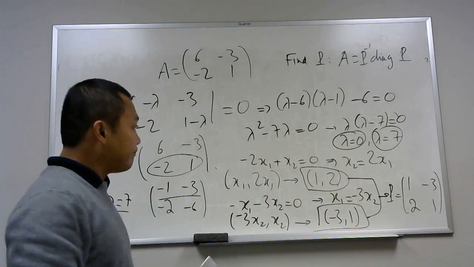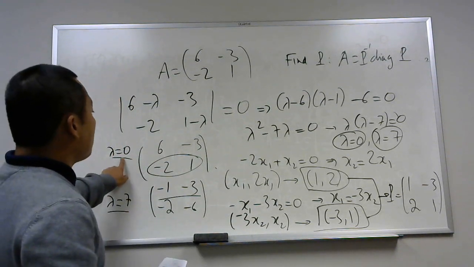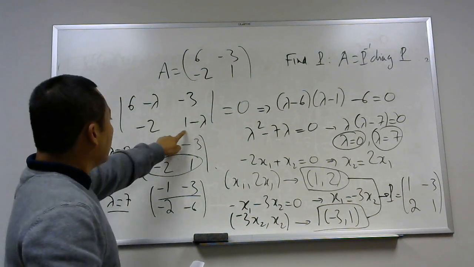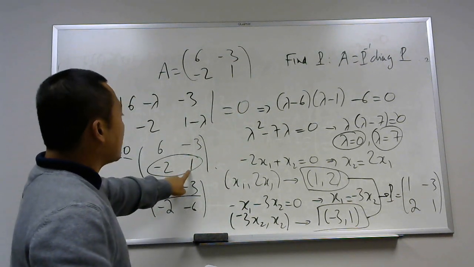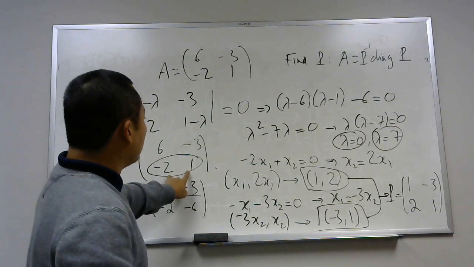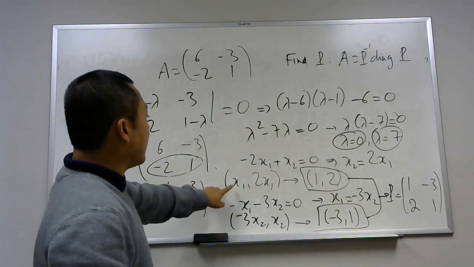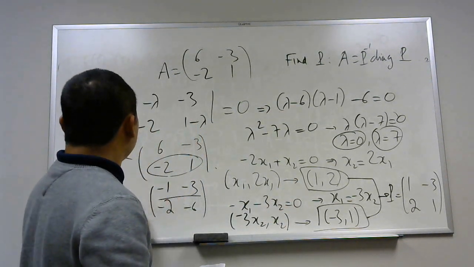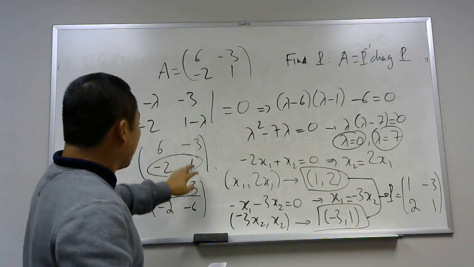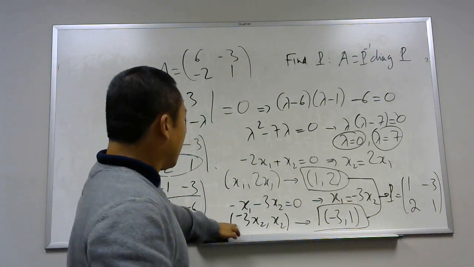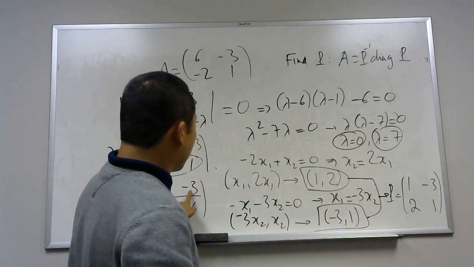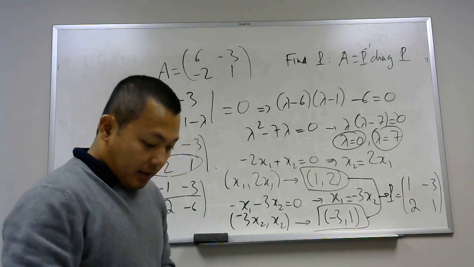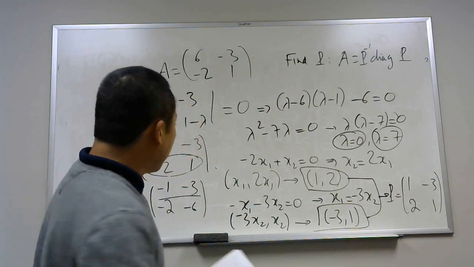Let's check one more time. For lambda equal to 0, I plug 0 into this, 6, negative 3, negative 2, and 1. Yeah, so everything is good. This is 1, 2. x1 equal to 2x2. So then I have 1, 2. And here, for 7, I have negative 1, negative 3. So this is 1, 3. This is negative 3, this is 1. So that's fine. Yeah, I'm correct. So, okay, next question.